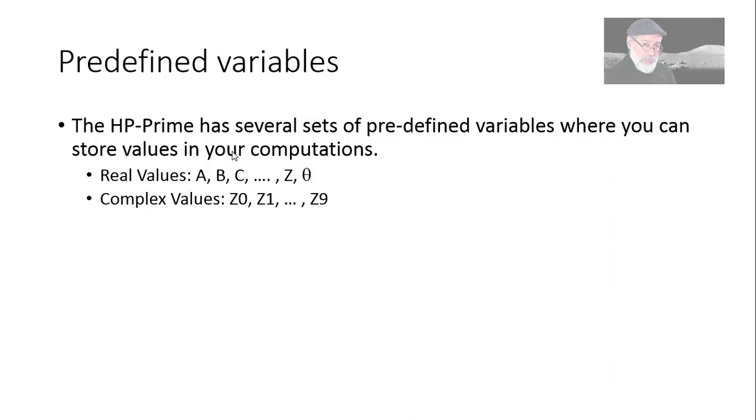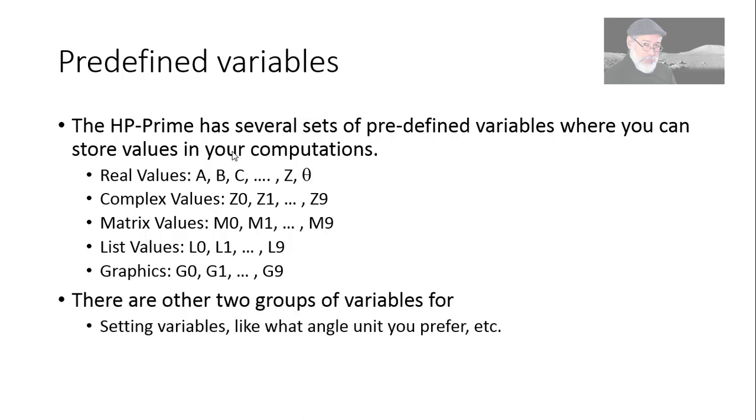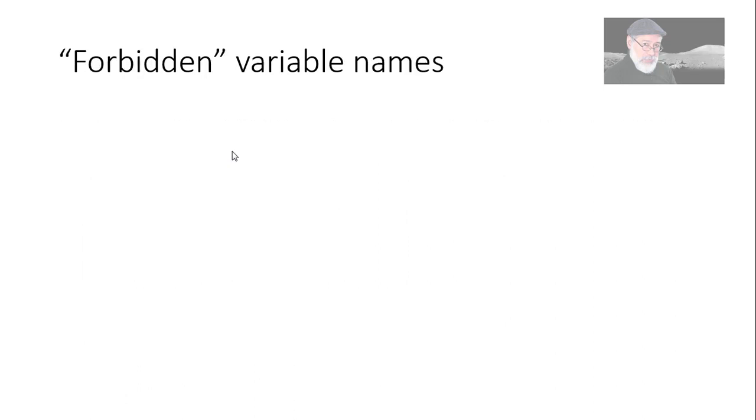Then you have Z0, Z1, 2, 3, 4, 5, and 9. You need to store a matrix, sure, M0, M1 all the way to M9. A list, L0, L1, 2, L9. We will be using those a lot in this video and in the following videos. Graphics. There are two other groups of variables for settings and system variables.